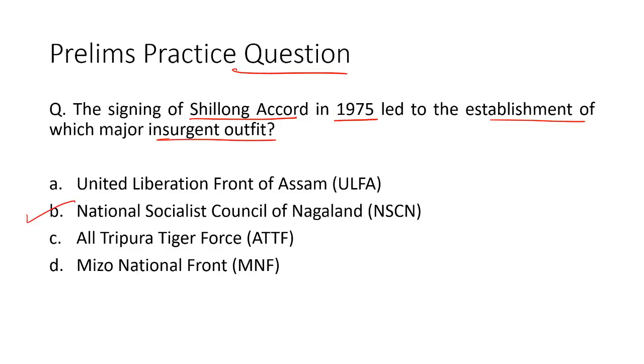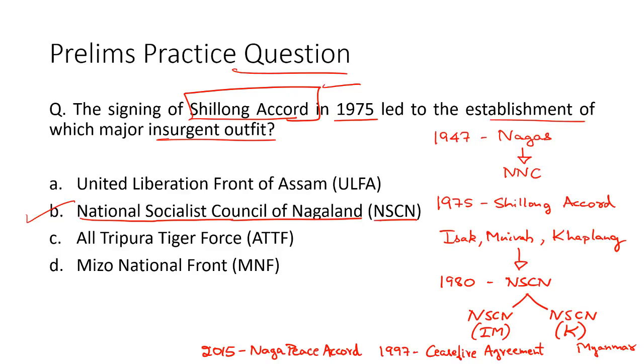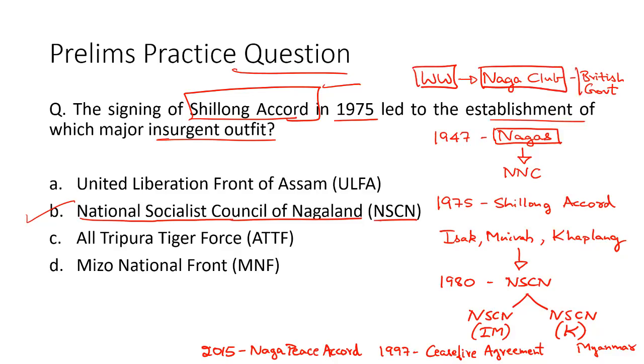The signing of the Shillong Accord laid the foundation for the establishment of the National Socialist Council of Nagaland or NSCN. See, the Naga separatist movement dates back to the pre-independence days. During the World Wars, members of the Naga Club had assisted the British government in their war efforts because the Nagas were known for their combat and jungle warfare skills.